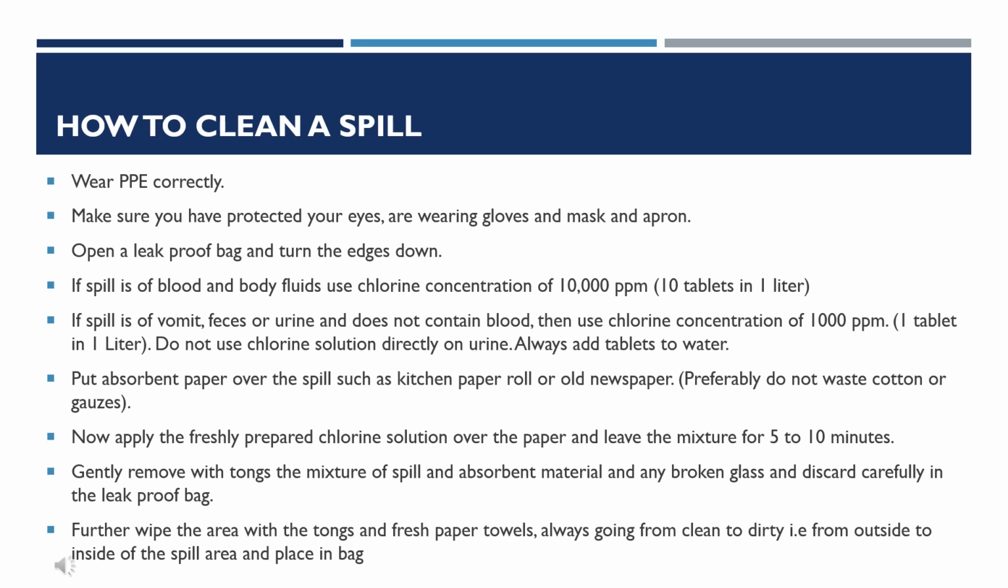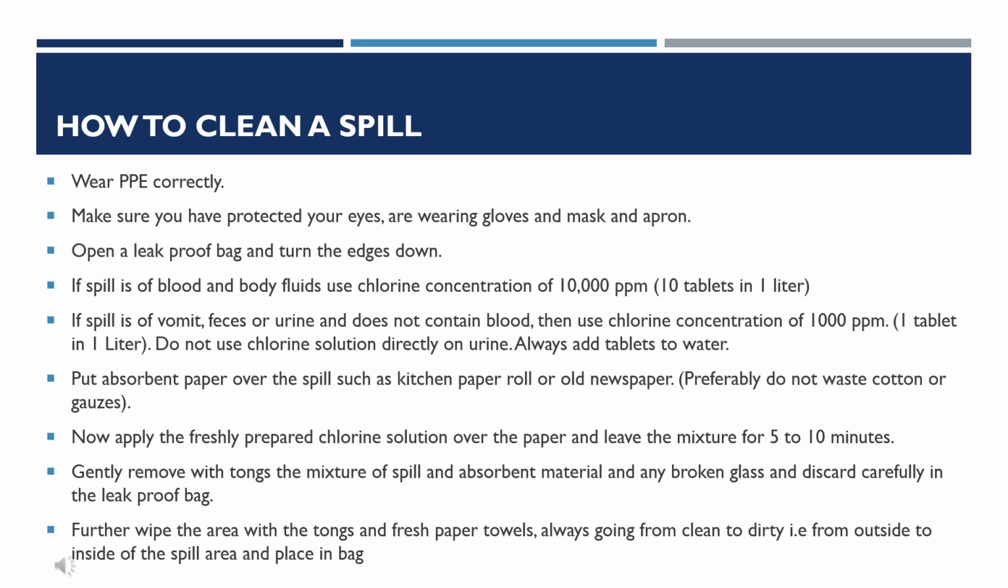blood and body fluid, use chlorine concentration of 10,000 ppm. If the spill is of vomit, feces, or urine and does not contain blood, then use chlorine concentration of 1000 ppm. Do not use the chlorine solution directly on urine. Always add tablets to water. Put absorbent paper over the spill, such as kitchen paper, towel roll, or old newspapers. Now apply the freshly prepared chlorine solution over the paper and leave the mixture for 5 to 10 minutes.